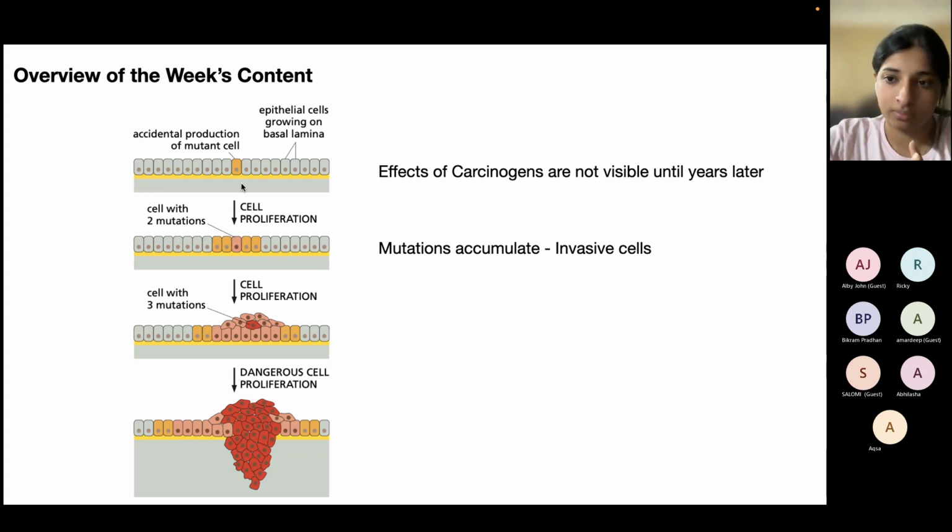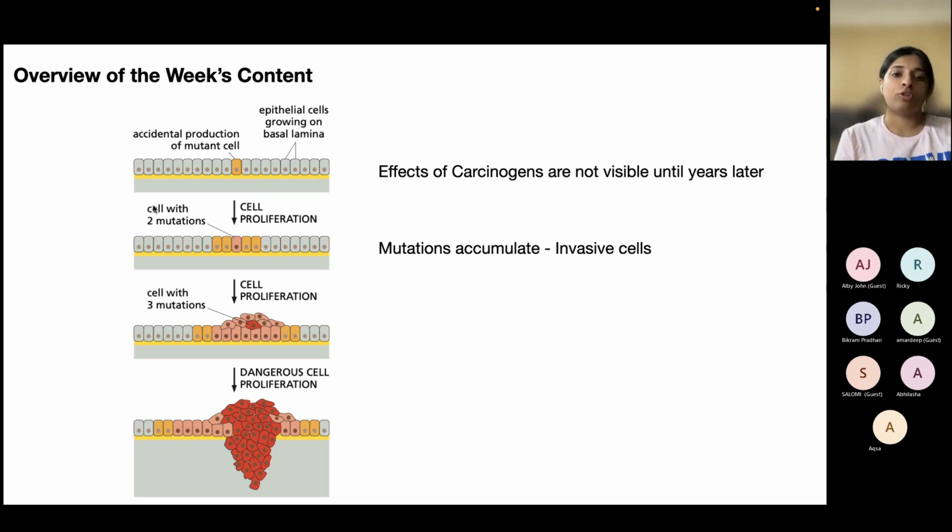So the effects of carcinogens are not visible until years later, right? It will take a long amount of time for a carcinogen to actually cause cancer. In fact, even after the Hiroshima and Nagasaki incident, cancer did not start developing in those exposed populations for at least 5 years after the incident, suggesting that it is not one mutation that causes cancer, but in fact the accumulation of mutations that causes cancer.